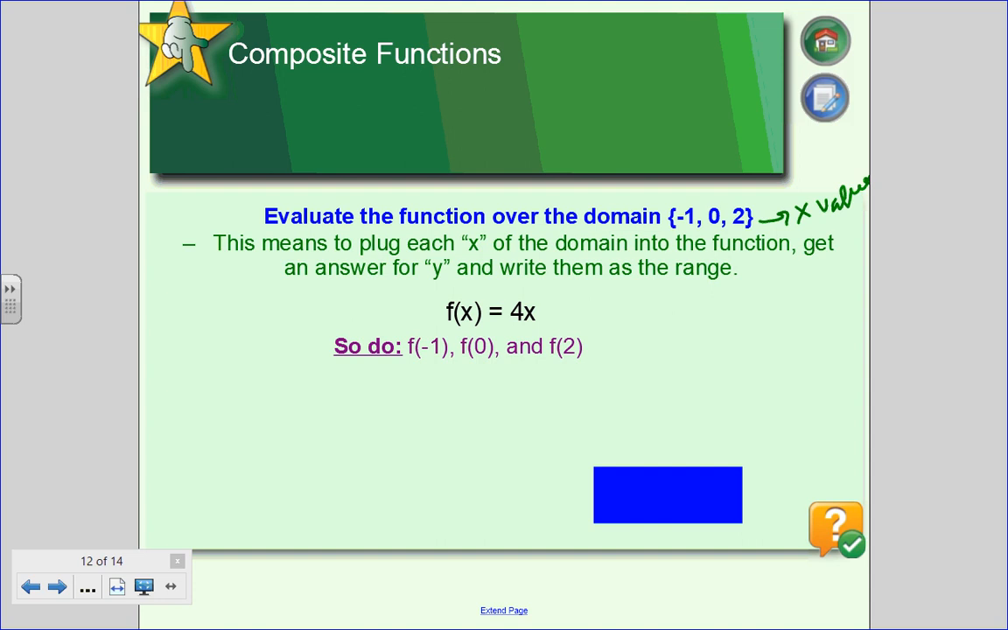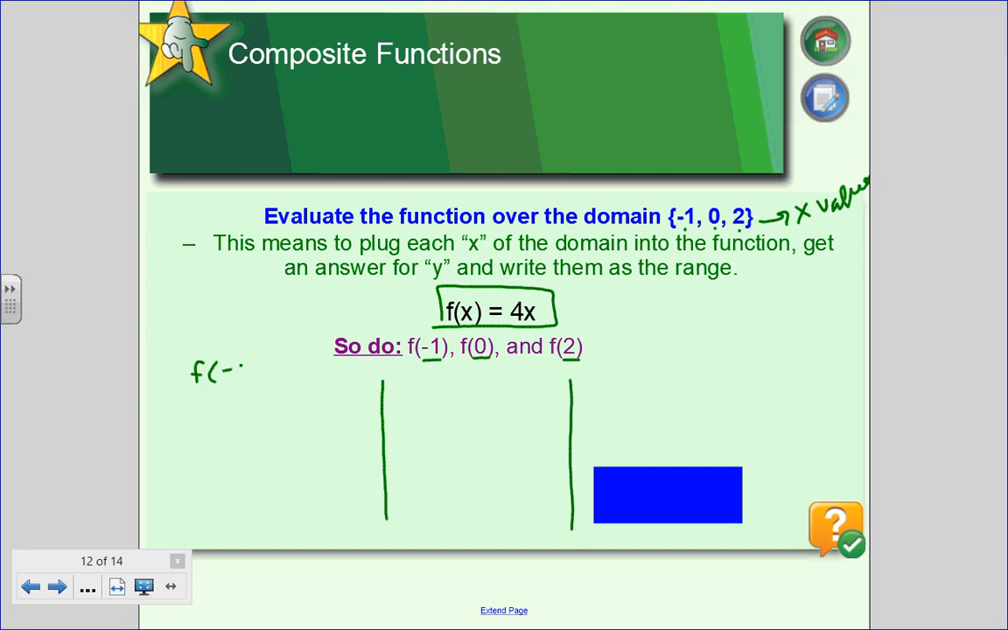So if you're given this function, f of x equals 4x, and we're told to evaluate the function over the domain of negative 1, 0, and 2, that means we're actually going to just do this problem 3 times. Once we're going to put negative 1 in for x, then we'll put 0 in for x, and finally we'll put a 2 in for every x we see. So let's split up the work.